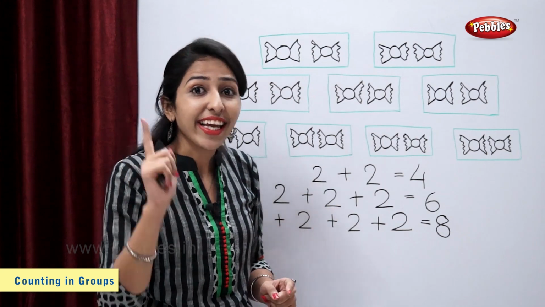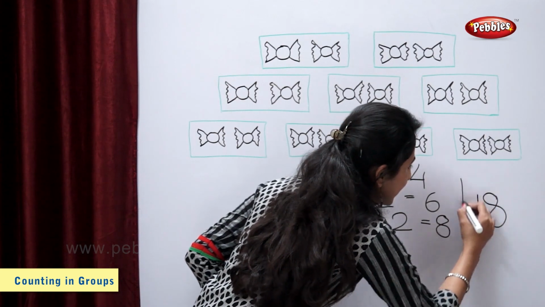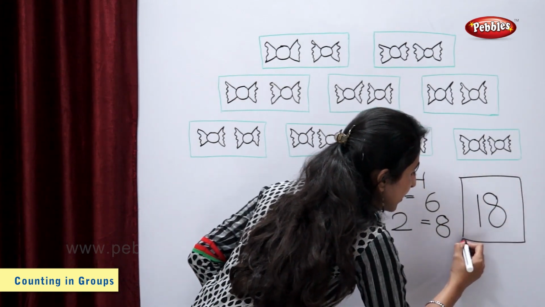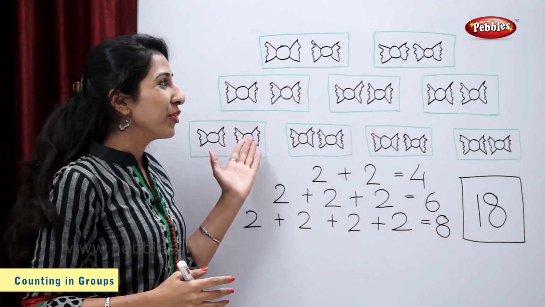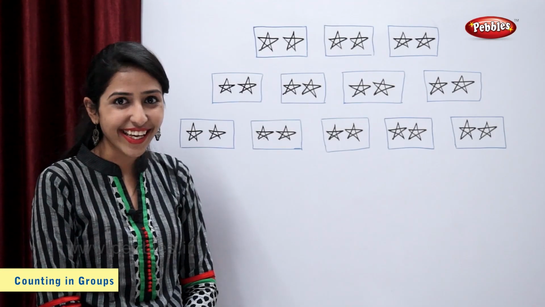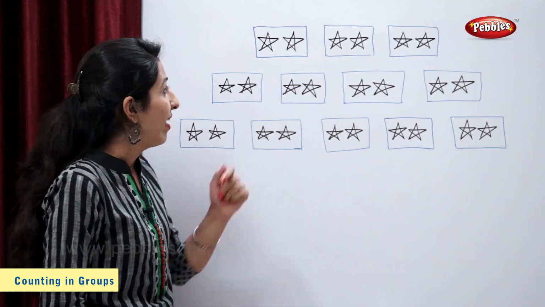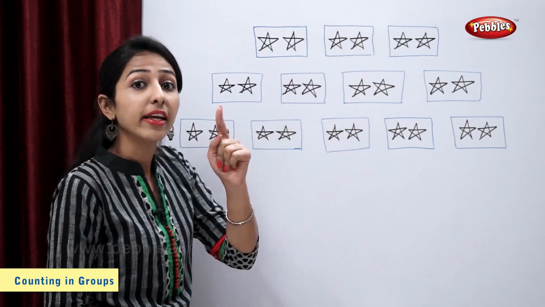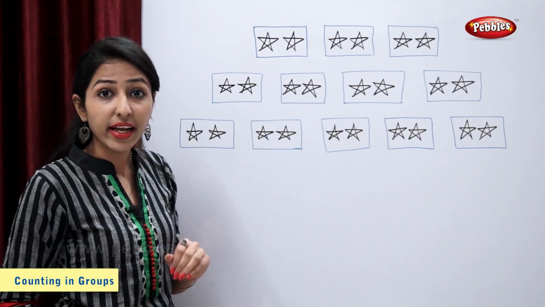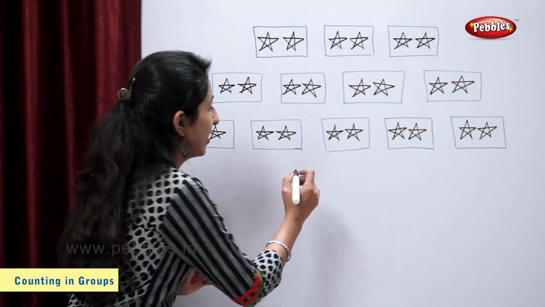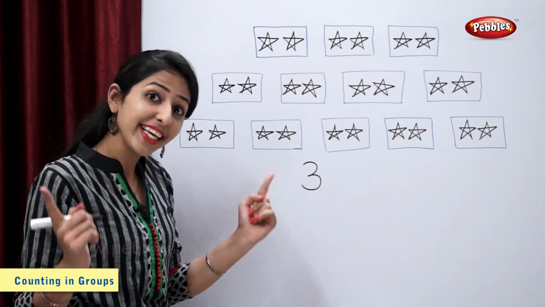Correct. That is 18. So there are total 18 chocolates on the board. Let us take this example. Students, tell me, there are how many pairs in the first row? In the first row, there are 3 pairs. 3 pairs of 2 stars each.